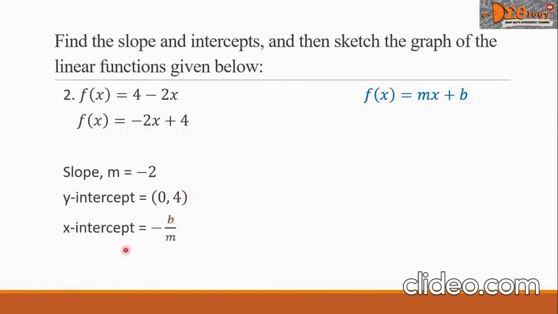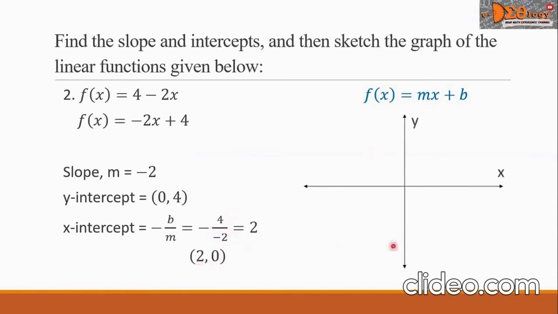Next is the x-intercept. We will follow the formula negative b over m. And substituting the values, this is equal to negative 4, that is the b, over the negative 2, which is the slope. And then we simplify. Negative and negative becomes positive. 4 divided by 2 is equal to 2. Showing now the ordered pair of x-intercept, we have 2, 0.